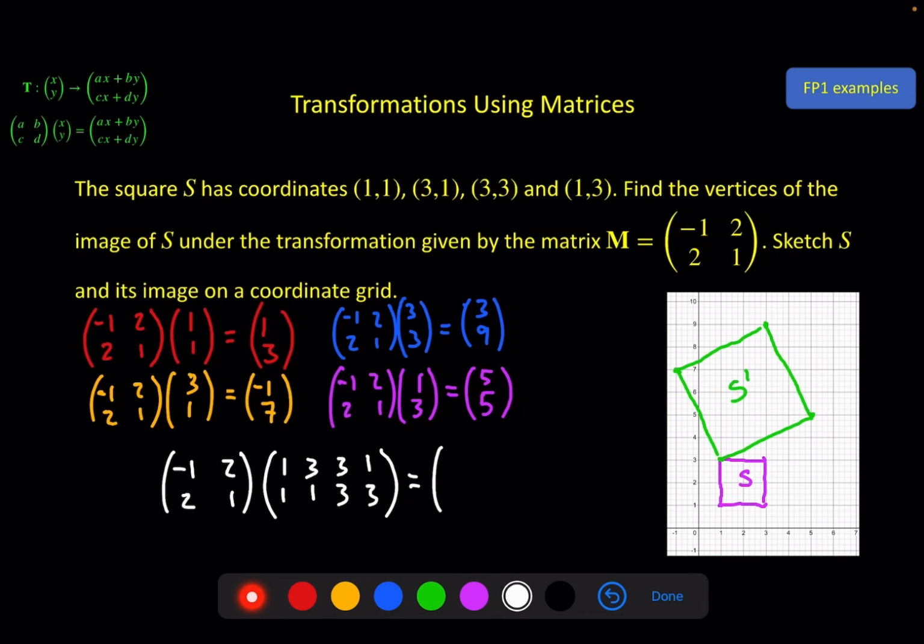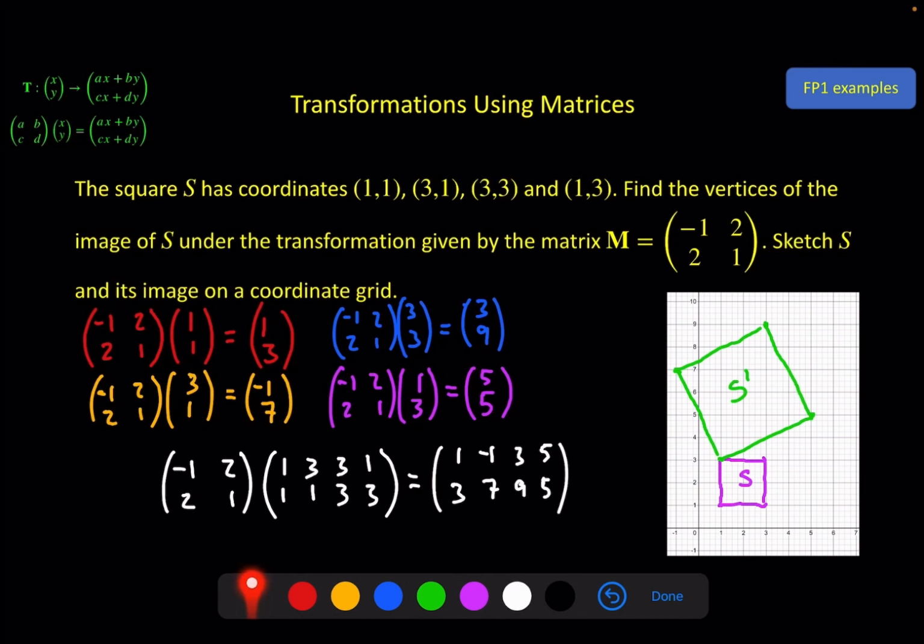It doesn't give you any different answers, obviously, you get all the same answers, but it saves you writing out the process 4 times. So you get minus 1 plus 2, of course, is a 1. Minus 3 plus 2 is a minus 1, and you can see a slight difference. I'm doing all the x coordinates first, and then all the y coordinates, but that's okay. Minus 3 plus 6 is a 3. Minus 1 plus 6 is a 5. Then onto the second row. 2 plus 1, 3. 6 plus 1, 7. 6 plus 3, 9. And 2 plus 3, 5.